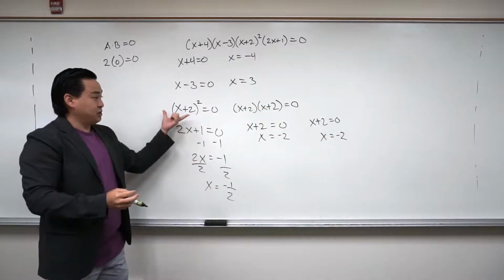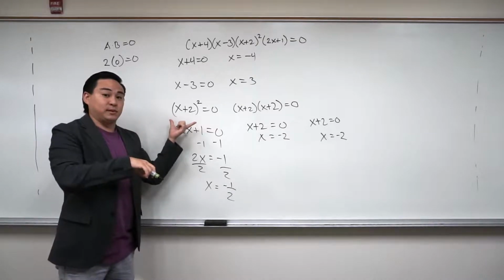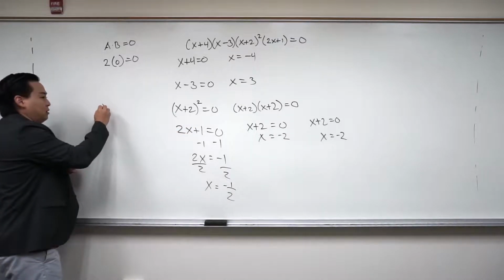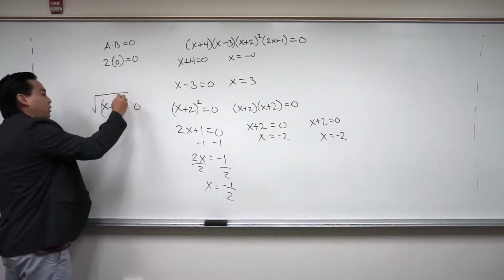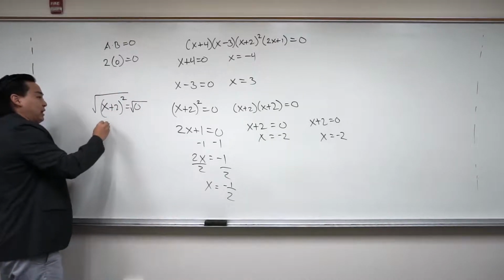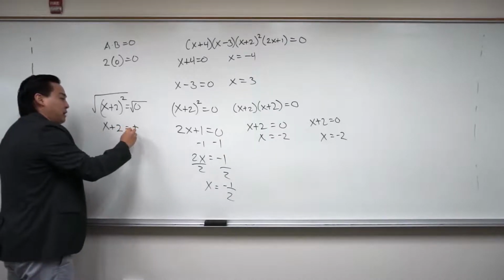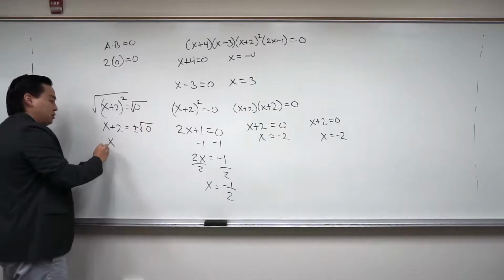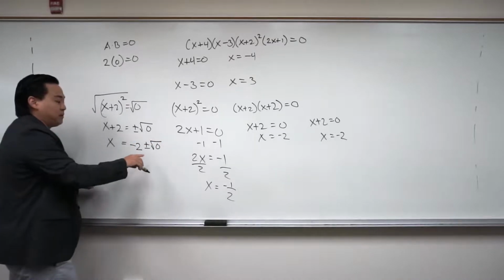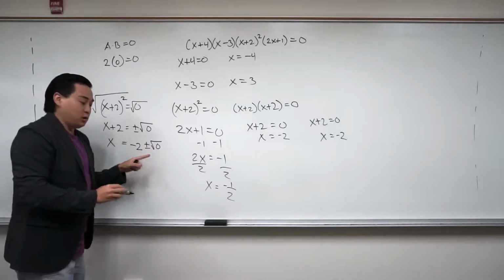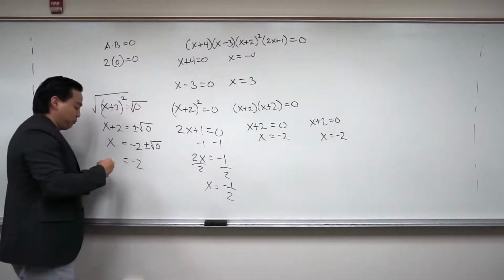Another way to do it is using the square root property, which we did in the last video. So here, x plus 2 squared equals 0. If I square root both sides, you get x plus 2 equals plus or minus the square root of 0. So x is equal to -2 plus or minus the square root of 0. The square root of 0 is 0, so you just get -2.